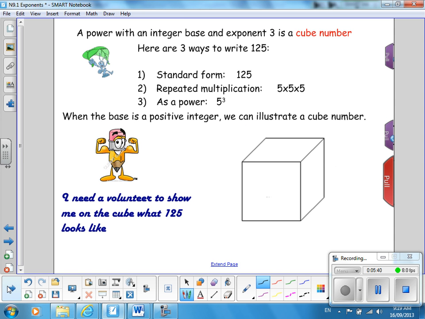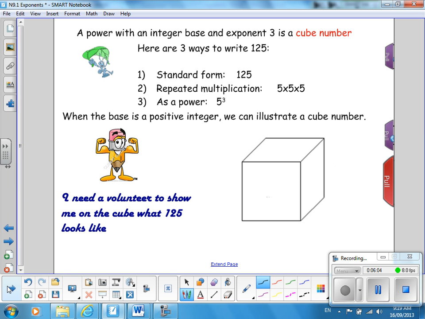And it's repeated multiplication because the numbers are the same. So we are repeating the number while multiplying them together. As a power, we say this is 5 cubed, or 5 to the exponent 3, or 5 to the third. When the base is a positive integer, we can also illustrate a cube number.